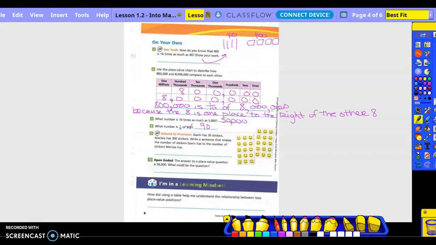Attention to precision. Gavin has 30 stickers. Marissa has 300 stickers. What is it that relates the number of stickers Gavin has to the number of stickers Marissa has? So Gavin has 30 and Marissa has 300. So does he have 10 times as much or 1/10 of? 1/10 of. So Gavin has 1/10 as many stickers as Marissa.